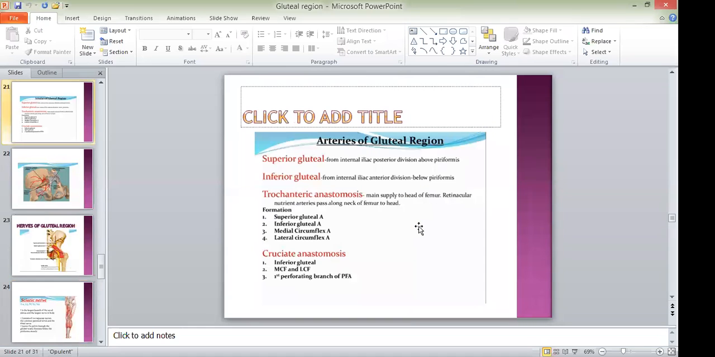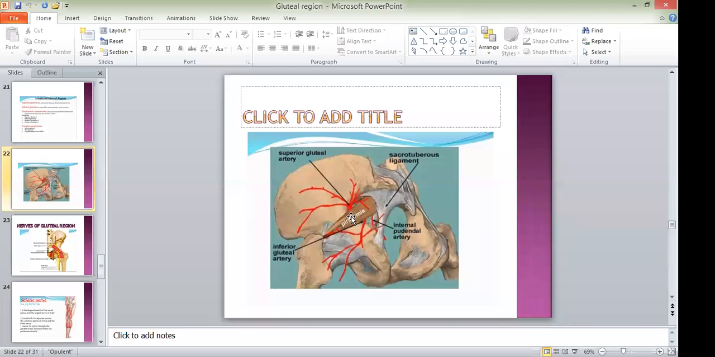Arteries of gluteal region, the most common are the superior gluteal artery and inferior gluteal artery. Superior gluteal artery originates from the internal iliac artery, especially from the posterior division, and it goes above the piriformis muscle. While the inferior gluteal artery also originates from the internal iliac anterior division, and it goes below the piriformis muscle. In this diagram, you can see this is the piriformis muscle. The superior gluteal artery lies above the piriformis muscle, while the inferior gluteal artery lies just below it.